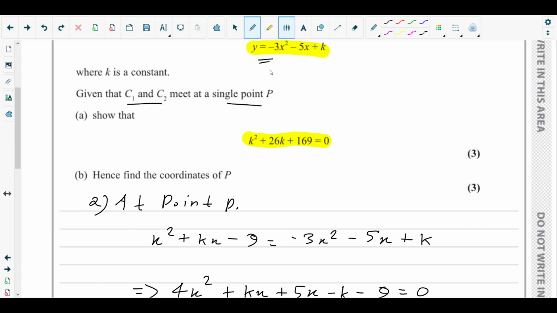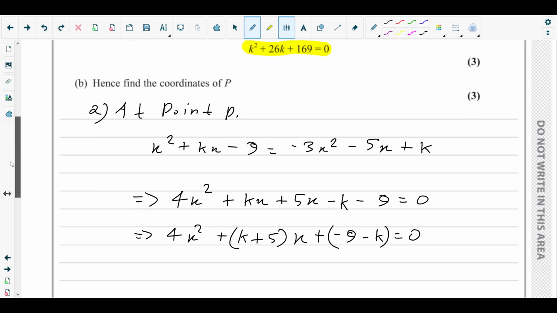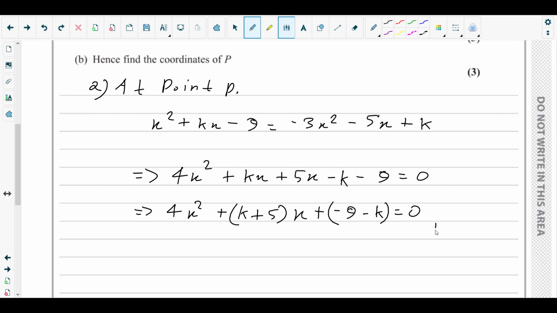They said the two curves intersect at a single point. That means, what does this equation represent? This equation represents the points of intersection between the curves C1 and C2. So the solutions to this equation would be the x coordinates of the points of intersection, since the solution gives us the x coordinate.